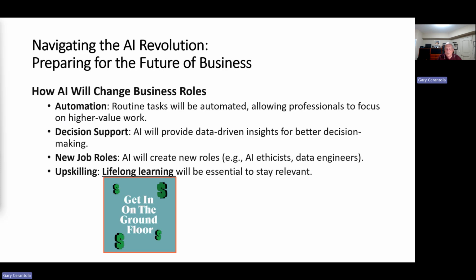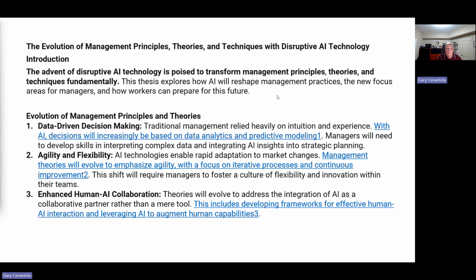So now I'm going to just get into what's really going on, which is that AI will change business roles. Automation: routine tasks will be automated. Decision support will provide data-driven insights for better decisions. New job roles. So here's where you come in, in terms of your new level of skilling to be able to handle that. And you could be an AI ethicist or a data engineer, and the upskilling will be lifelong learning. If you think lifelong learning was a little bit of an inconvenience, now you're going to have to keep up.